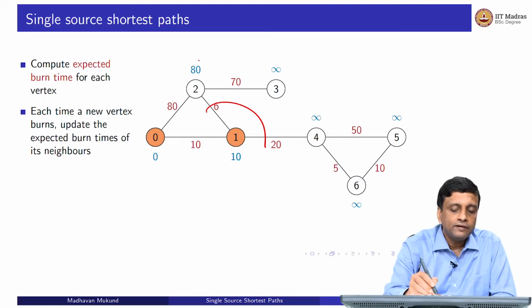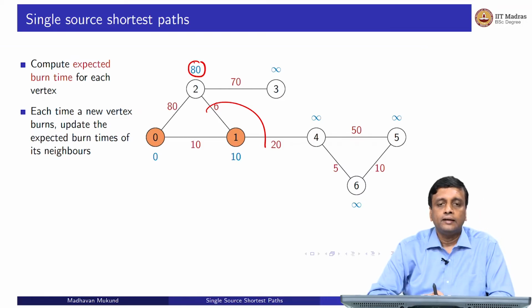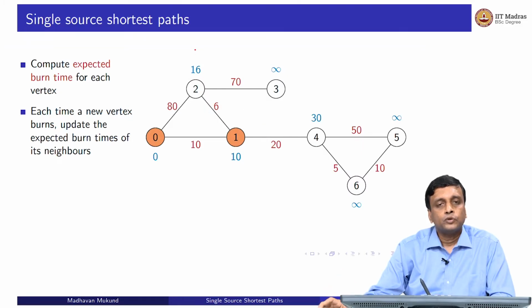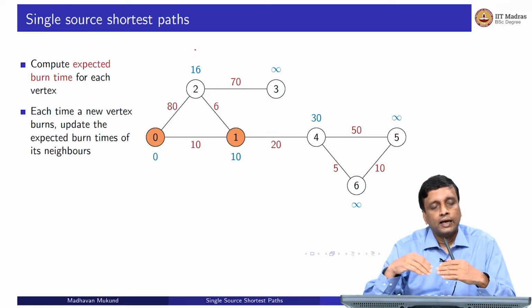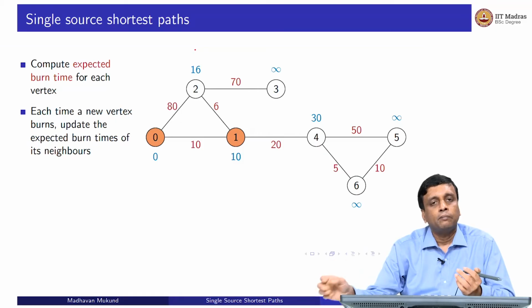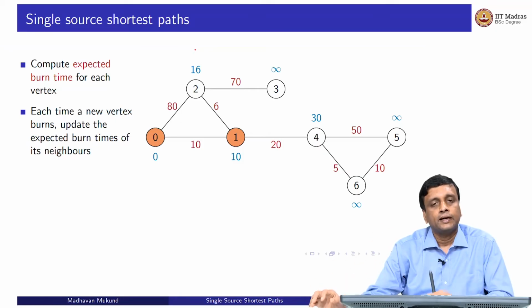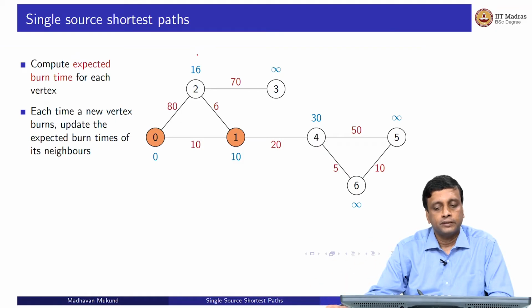Earlier I believed that vertex 2 would burn at time 80, but now I know that it's actually going to burn not later than 16, because the fire is going to reach it at time 16. Similarly, vertex 4, which was earlier assumed to never burn, is now going to definitely burn within 30 time units. So I can update those to 16 and 30. At each point when I burn a vertex, I will update the expected time of its neighbors and I will keep picking the smallest unburned vertex to burn next.